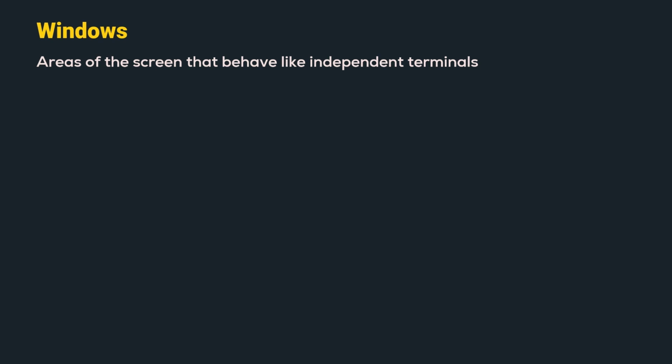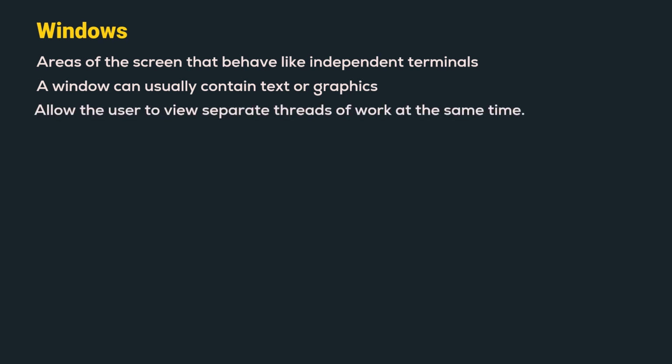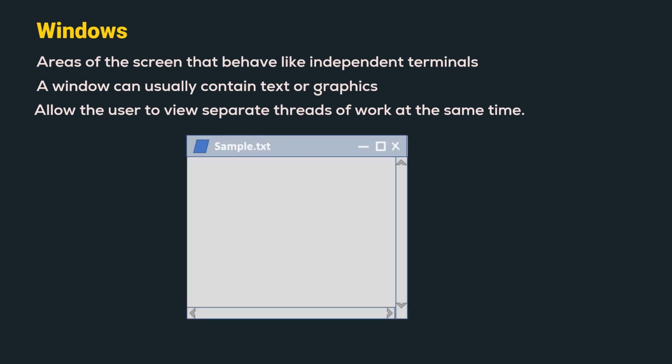The first widget is windows. Windows are the areas of the screen that behave like independent terminals. A window can usually contain text or graphics. There can be more than one window at a time on the screen, thus allowing the user to view separate threads of work at the same time. Here is an example of a window.